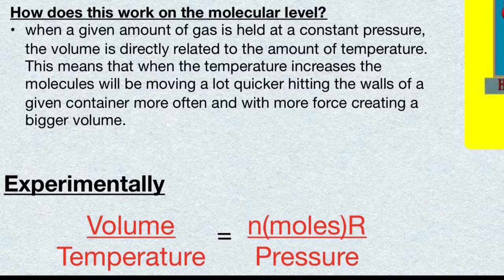So, how does this work on the molecular level? When a given amount of gas is held at a constant pressure, the volume is directly related to the temperature. This means that when the temperature increases, the molecules will be moving a lot quicker, hitting the walls of a given container more often and with more force, creating a bigger volume.